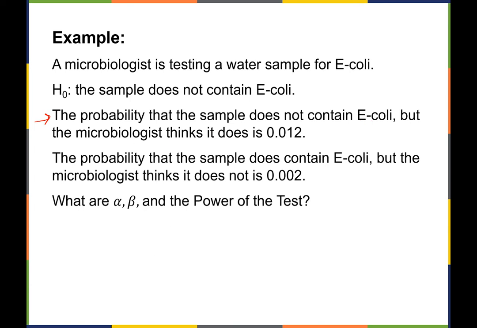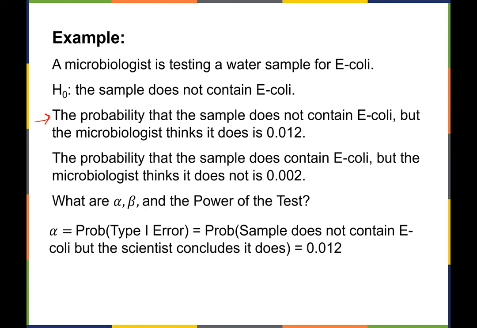This is 0.012. So that is going to be our alpha, the probability of a type 1 error, and that would be that the sample does not contain E. coli, but the scientist rejects that hypothesis and concludes that it does contain E. coli. And we are given that that is equal to 0.012. All right, so we figured out alpha.